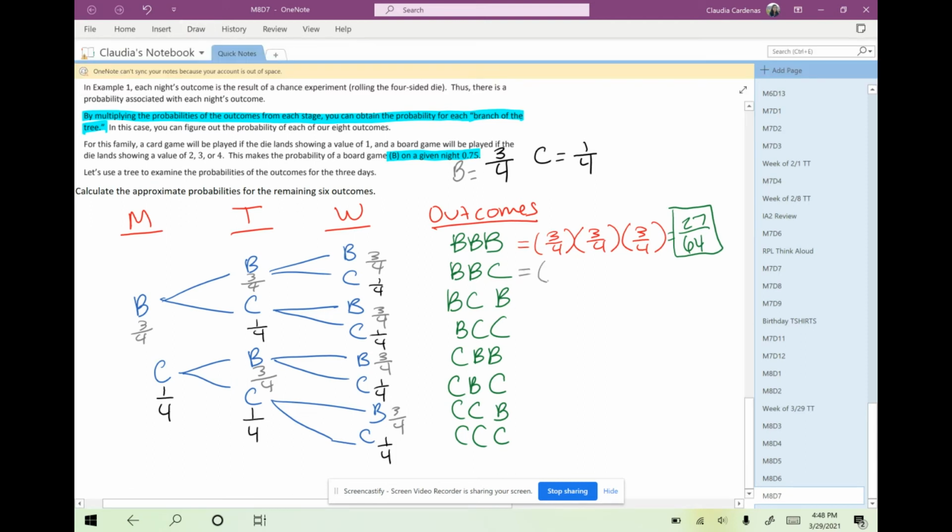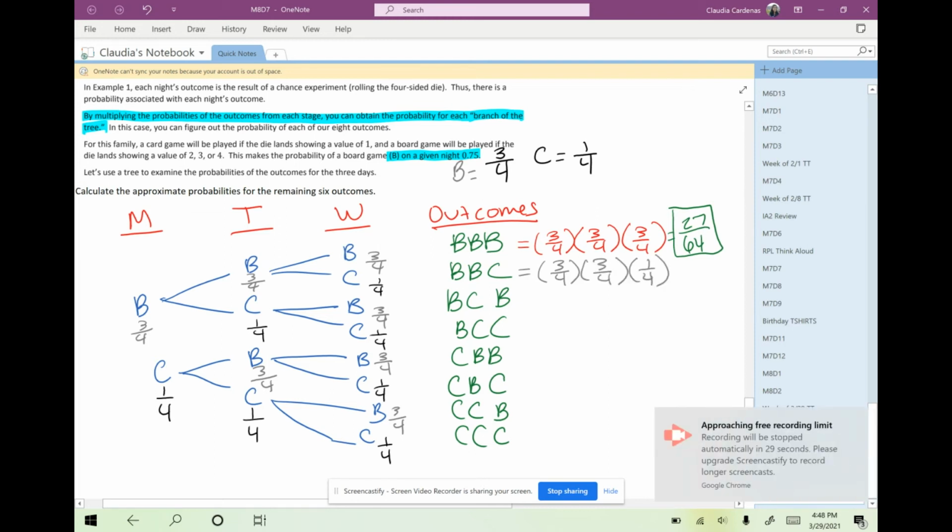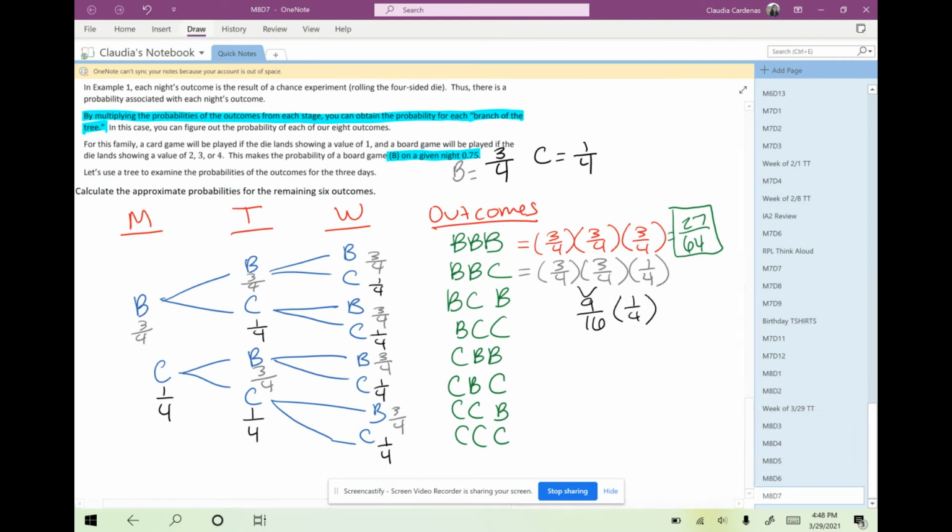So BBC would be 3/4 times 3/4 times 1/4 this time. So again, we know 3/4 times 3/4 is 9/16. And then if we multiply that by 1/4, remember to multiply the numerators and the denominators together, we would get 9/64. So that would be the probability of this outcome happening, 2 board games and 1 card game. And so everywhere I see, there's a lot of repetition with these outcomes. So this one has 2 board games and 1 card game. Therefore, it would have the same probability of what we just did, 9/64.